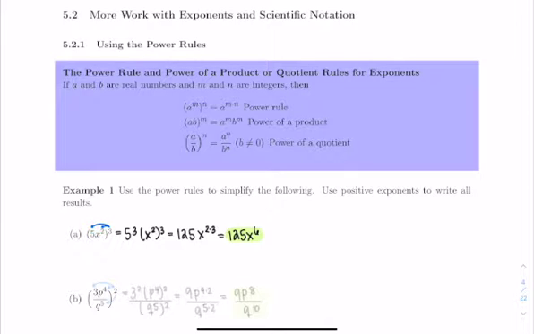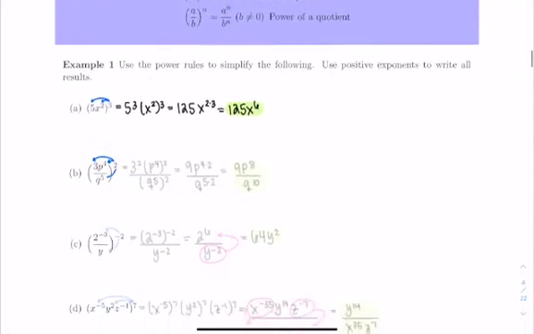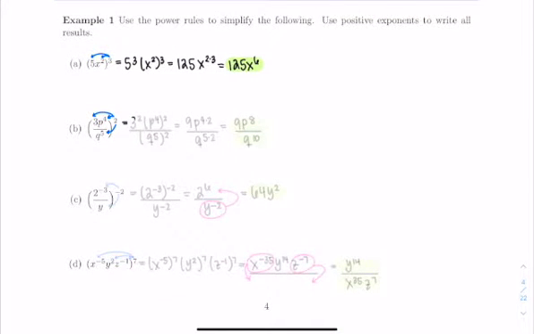Let's try another one. We've got 3p to the 4th over q to the 5th squared. So that means that every single piece needs to be squared. So we have 3 squared, we've got p to the 4th squared divided by q to the 5th squared. And so on top we end up with 9. And again we have a power raised to a power, which means this is going to become p to the 4th times 2. And on the bottom we have power raised to a power again. That's q to the 5th times 2. And so on top we end up with 9p to the 8th all over q to the 10th.